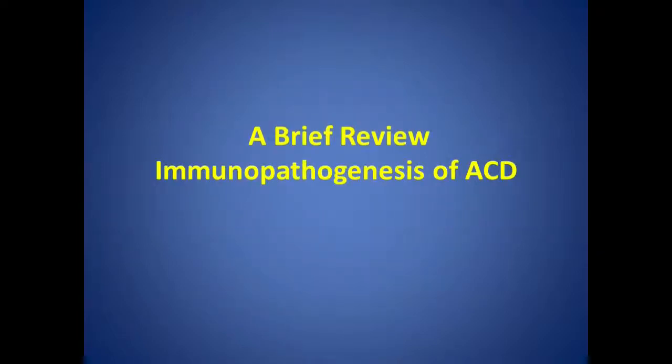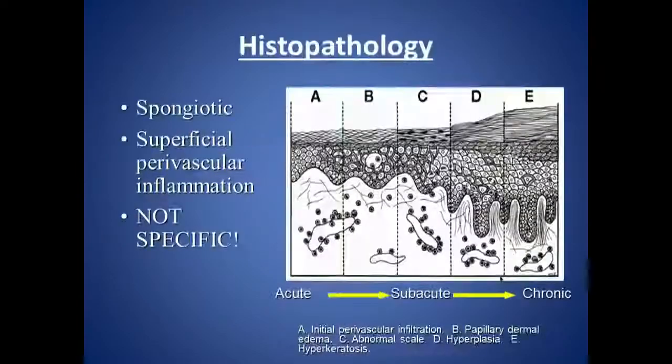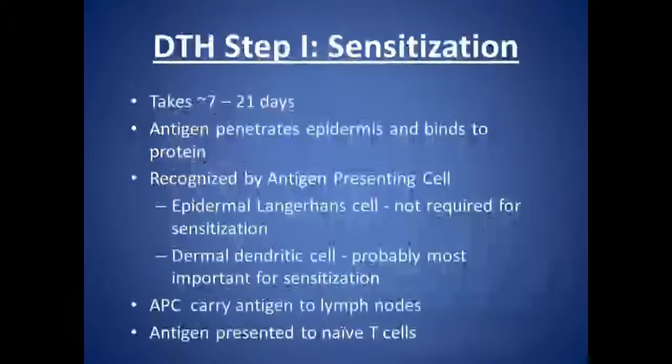So I'm going to do a brief review of the immunopathogenesis of allergic contact dermatitis. Now, this is going to be a big snore for the allergists, but I felt it was important just to review it. In the early phase, the eczematous process is spongiotic, and then as time goes on, it becomes more hyperkeratotic and cracked and fissured, and the histopathology will reflect that. So it's non-specific. There are many eczematous patterns. Not all of it is allergic contact dermatitis.